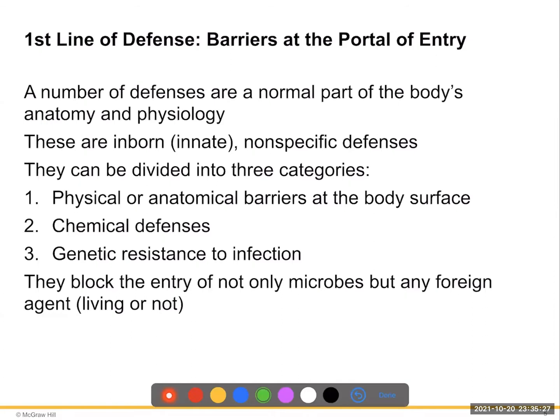Okay. So the first line of defense, barriers at the portal of entry. A number of defenses are important parts of the body's anatomy and physiology. These are inborn or innate non-specific defenses. We do not have to learn them. They can be divided into three categories: physical or anatomical barriers of the body surface, chemical defenses, and genetic resistance to infection. Okay, certain viruses can't cross different species, that's genetic resistance. They block the entry of not only microbes, but any foreign agent, living or not.